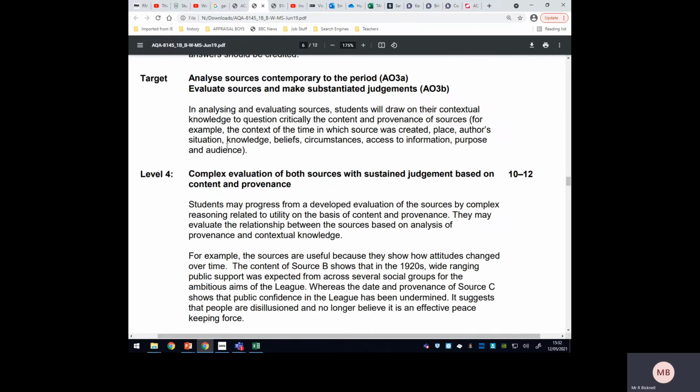And then this is the one where you need to evaluate the source's usefulness based on the content and the provenance. It's a 12-mark question, so roughly 6 marks on each source. So one paragraph about source B and what it's telling a historian about the League or the causes of the Second World War, and then another paragraph about the usefulness of that source and what it's telling a historian about whatever the question's asking. So let's have a quick look at the sources.